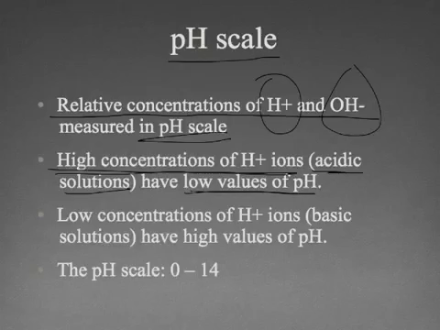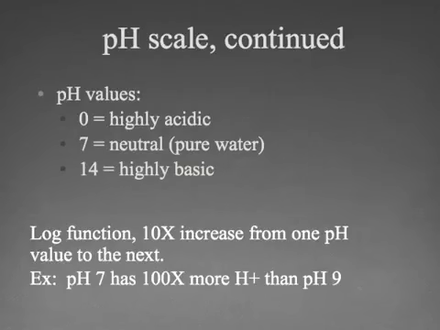And if you have a low concentration of H+, so you don't have a lot of H+ around, that means the base has combined with that H+ to get rid of it. And you're going to have a high pH value. The pH scale goes from 0 to 14, with 0 being the absolute most acidic and 14 being the absolute most basic. Okay. So like I said here, 0 is highly acidic, 14 is highly basic, and 7 is neutral. Pure water is perfectly neutral.